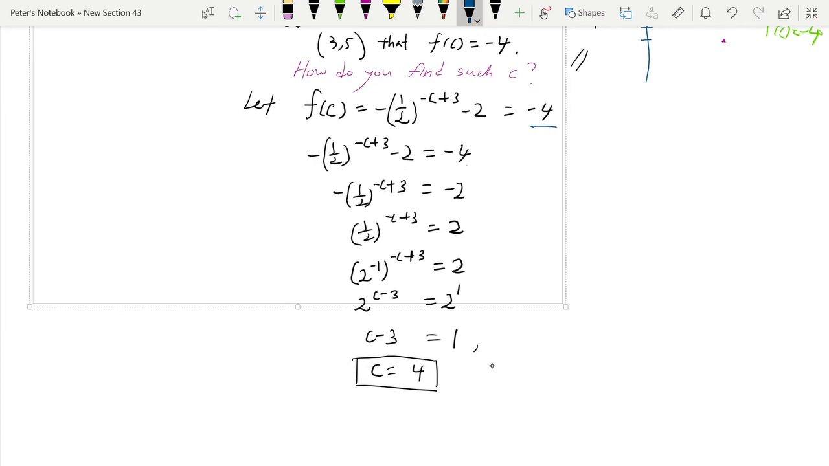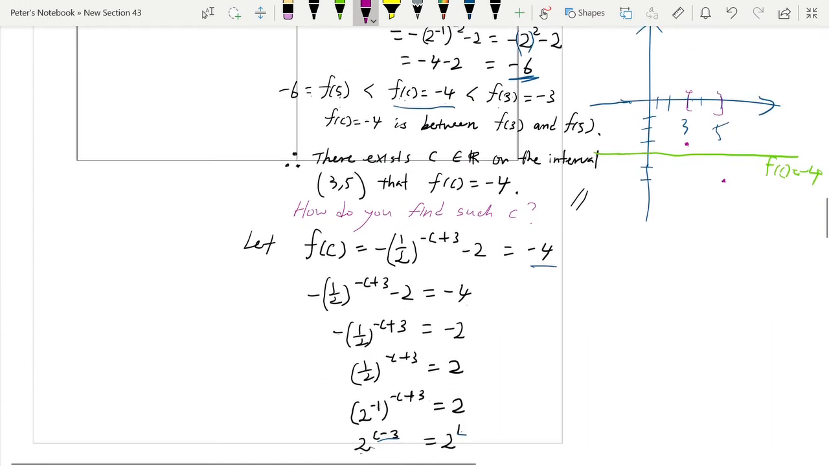I rewrote half as 2 to the negative first power, to the negative c plus 3, which using the exponential rule, power to the power, gives 2 to the c minus 3 is equal to 2 to the first. I have the same base here, so the exponents should be the same. So c minus 3, the exponent of this, and 1, the exponent of that. c minus 3 is equal to 1, and c has to be 4. And yes, we found that at x value 4, it needs to cross over there.